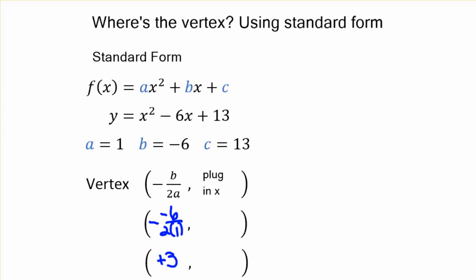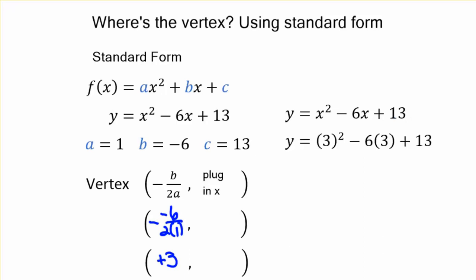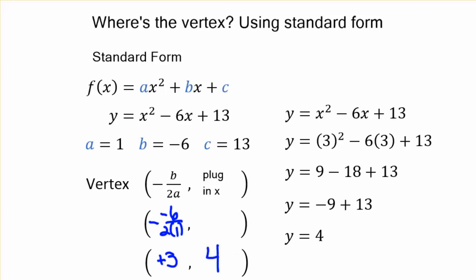Well, I now need to plug in x to get y. Well, it's going to be 3 squared minus 6 times 3 plus 13. I'm going to give you 9 minus 18 plus 13. 9 minus 18 is negative 9. Add the 13. Got 4. Just plug it in right there. That's how you do it. Negative b over 2a, then plug it in to get y.